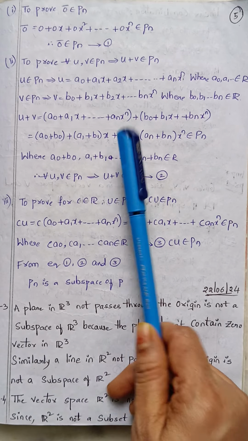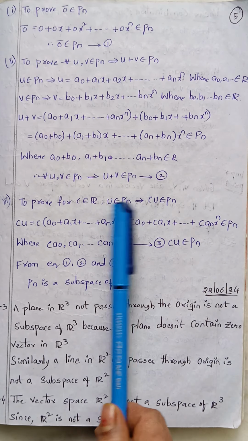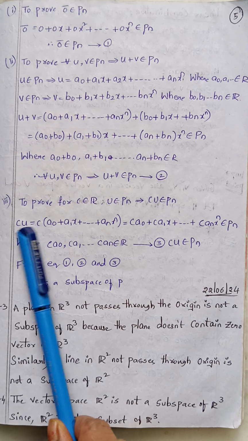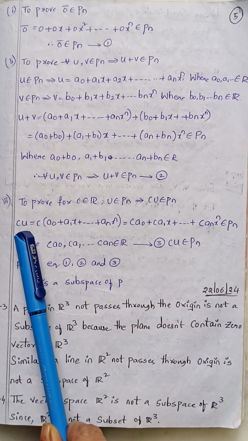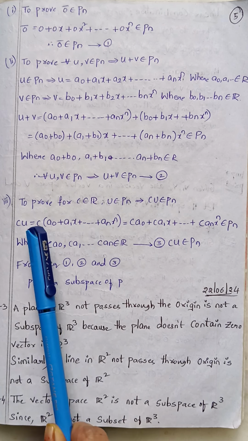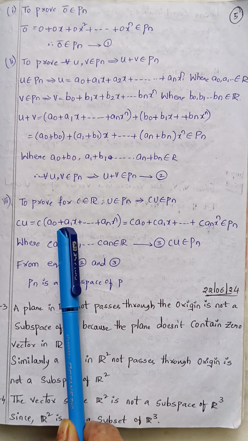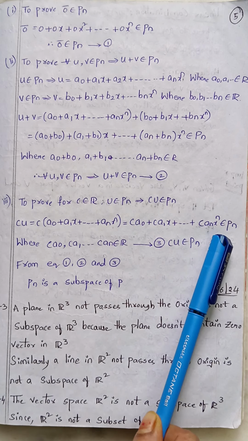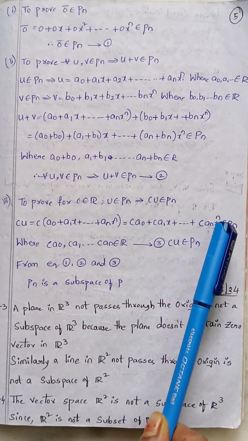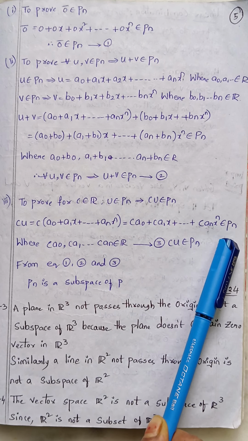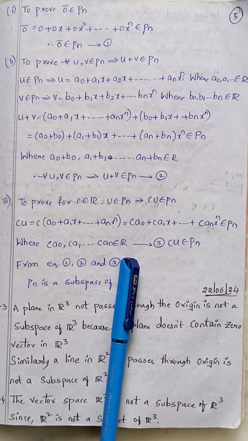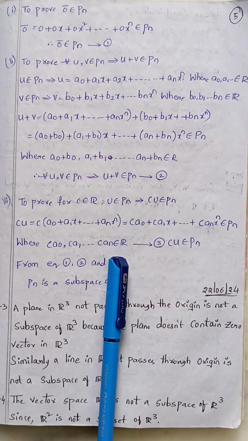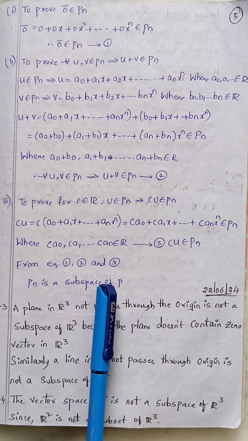So vector addition is proved. Similarly, for scalar multiplication, take any scalar c and take c times u. Then we get c a0, c a1 x and so on up to c an x power n, which is also a polynomial with degree n, so it obviously belongs to Pn. So scalar multiplication is also proved. From these three cases, what can we say? Pn is a subspace of P.